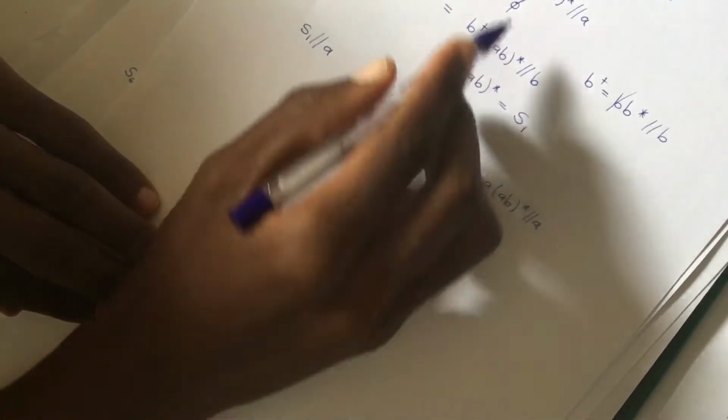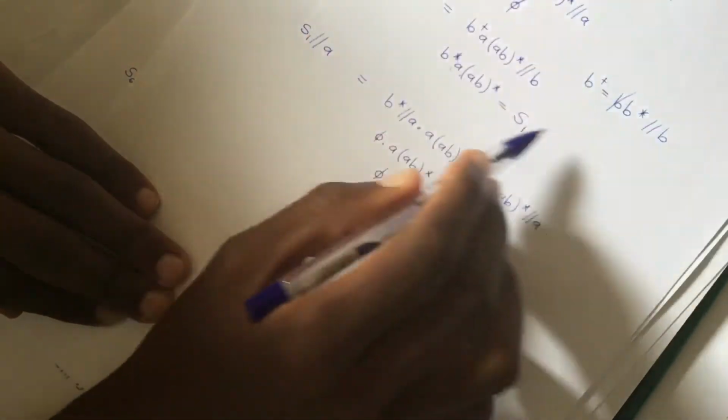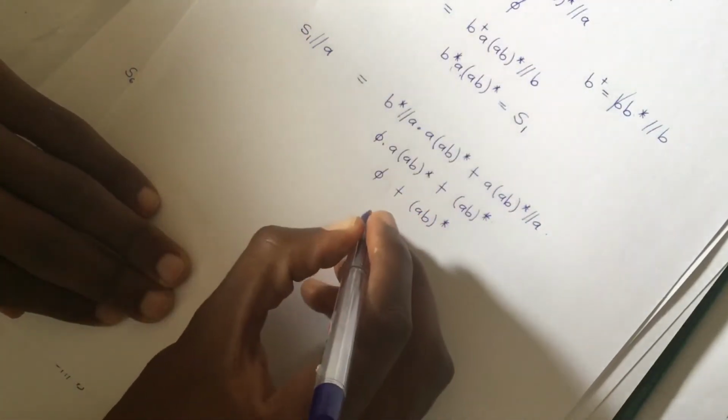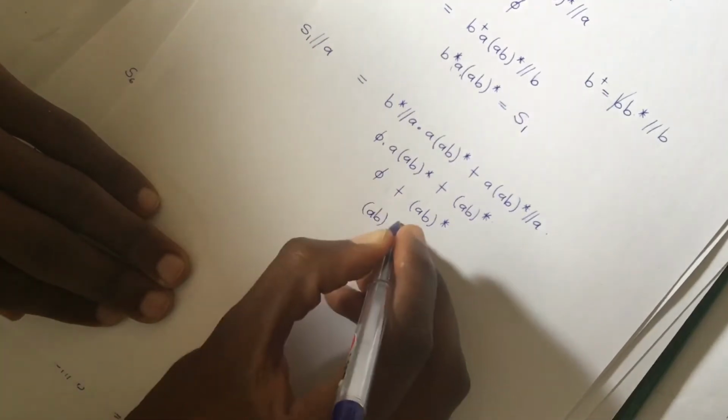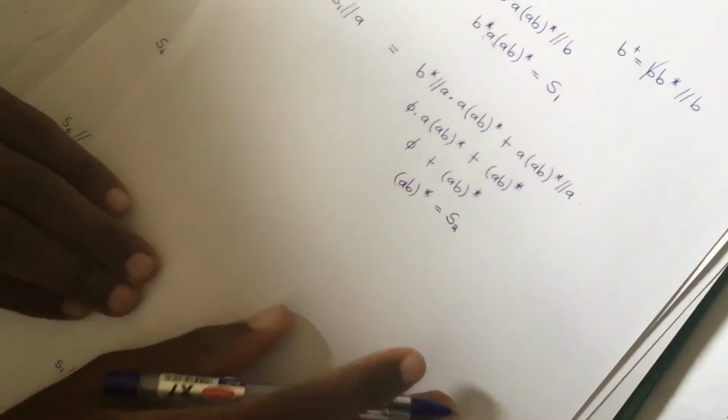Now, A B star, have you seen A B star anywhere? No. This is S0, is all of this. S1 is all of this. Now, this one I'm going to say A B star is going to equal to, let me call it S2. See?